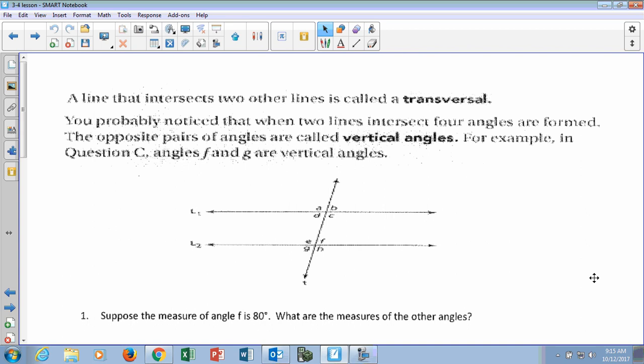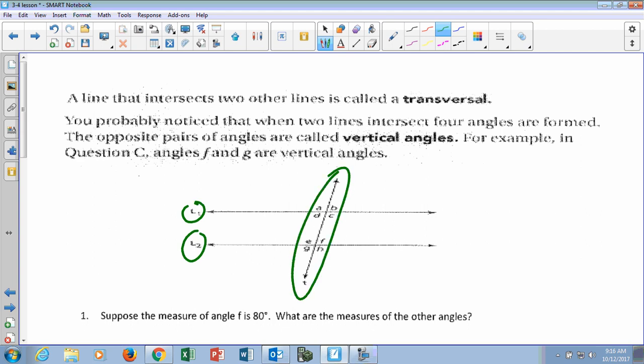So to pick up where we left off, we got some vocabulary words. The line that intersects the other two lines, L1 and L2, which are parallel lines, right? This one right here is called a transversal. Make sure you understand that when they say transversal, that's a line that connects through two lines. That's important.